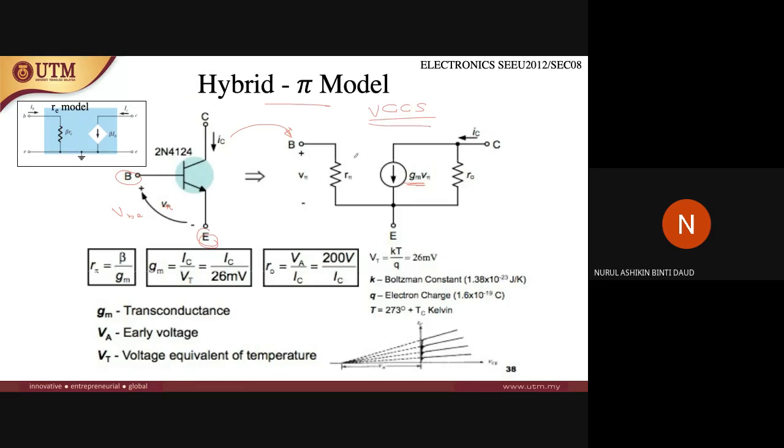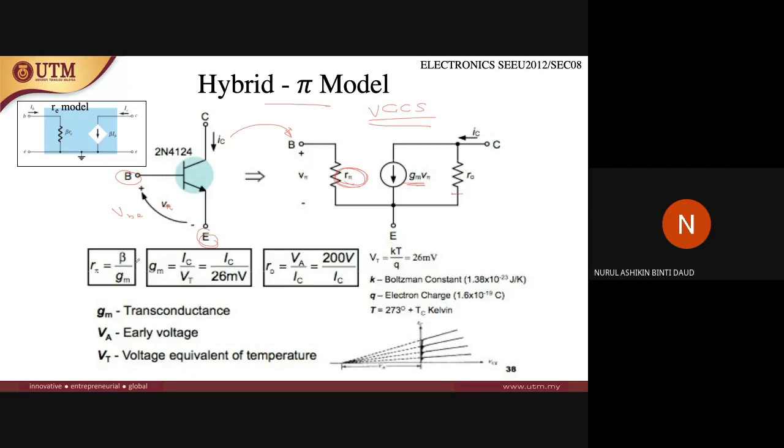This circuit also has RO, the resistor at the collector here. The equivalent circuit looks like this. Next, let's look at how to find R pi. R pi here can be solved by using beta over GM.